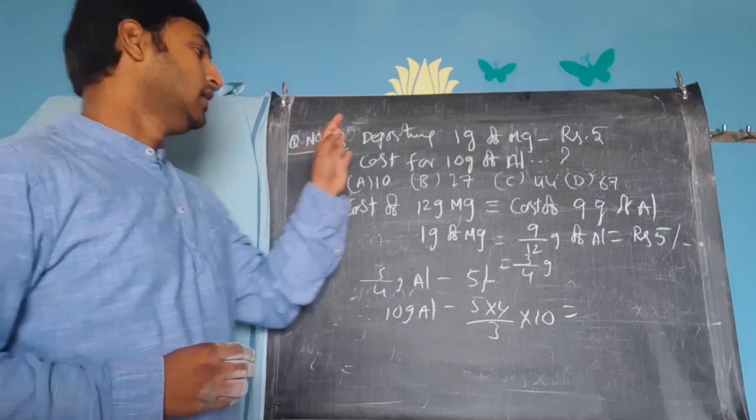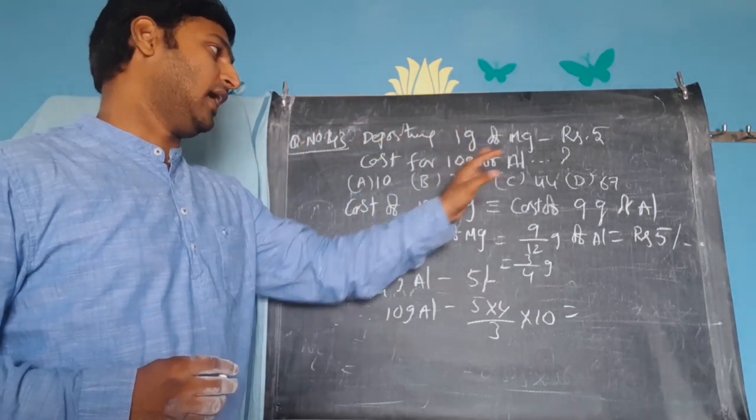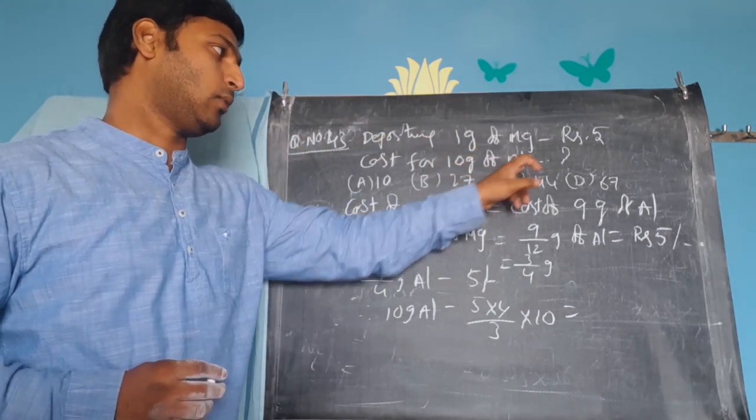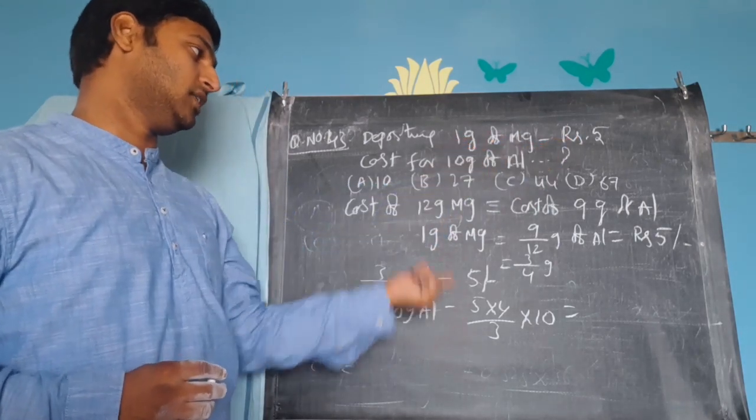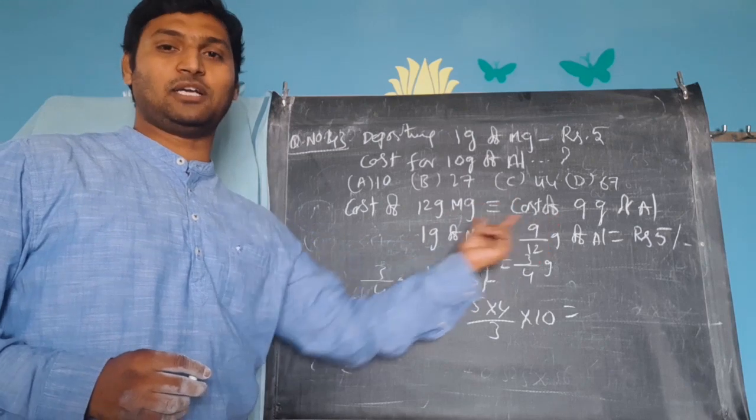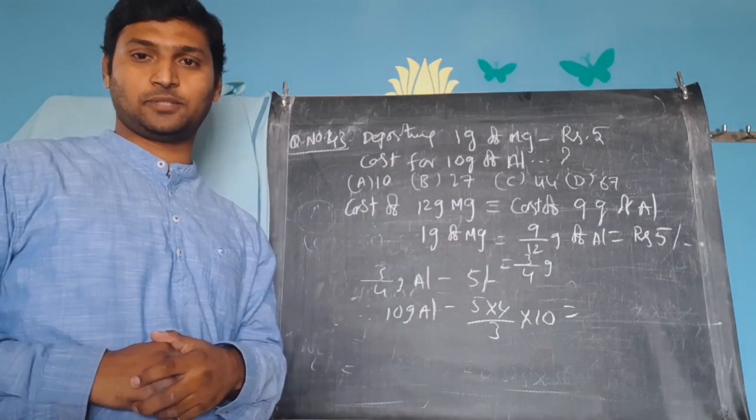So, he has asked you the cost required to deposit 10 grams of aluminium. He has given you the cost required to deposit 1 gram of magnesium. I took the concept of equivalence and solved this question.